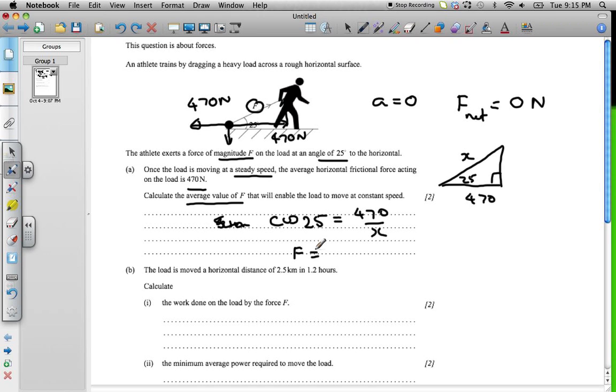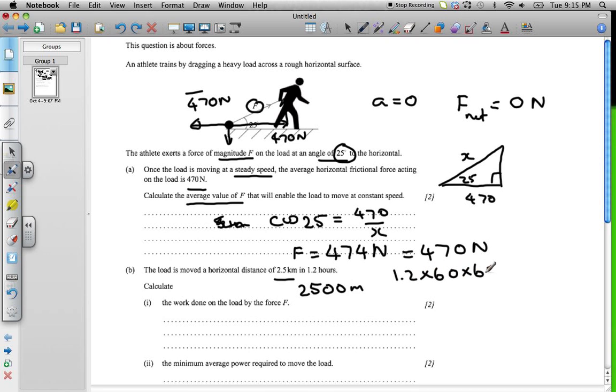So let's just do that. 470 divided by the cos of 25, and it gives us a value of about 474 newtons. But because all of these values are two significant digits, we would write this to two significant digits, so this would be 470 newtons. Then it says the load is moved on a horizontal distance of 2.5 kilometers. Remember to change that into meters, 2,500 meters, for 1.2 hours. Remember to change that into seconds by multiplying by 60 and multiplying by 60 again.